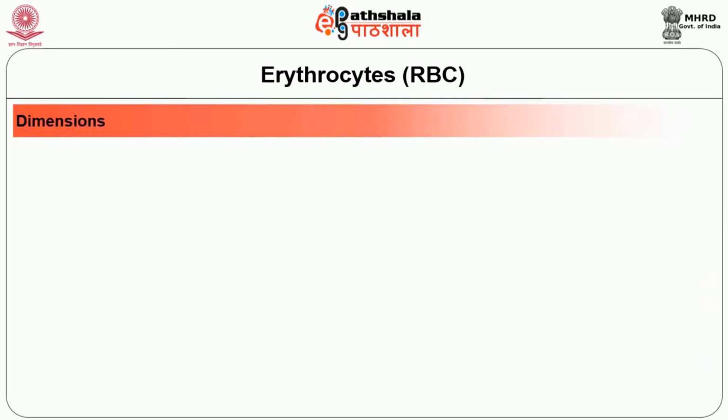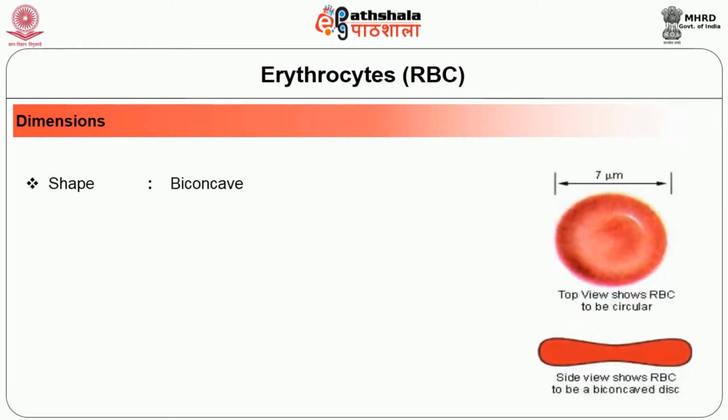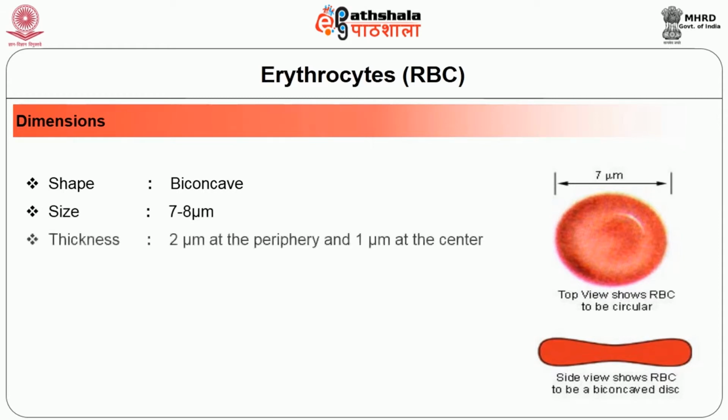Now if you follow along with figure 1, you can see that the shape is biconcave and the size is 7 to 8 micrometers. The thickness is only 2 micrometers at the periphery, while it is 1 at the center. The surface area is 120 square meters and the volume is 85 to 90 cubic micrometers.